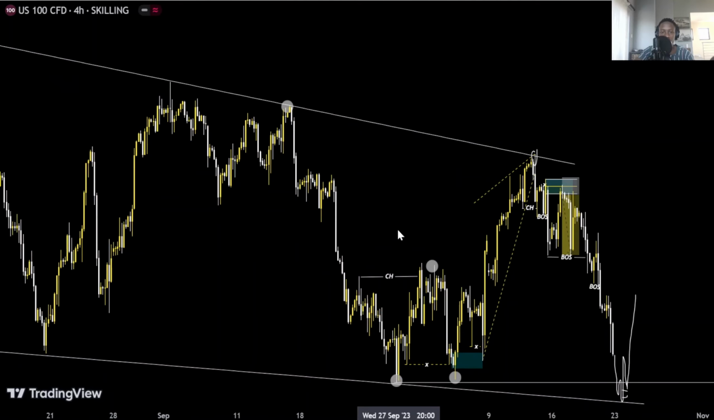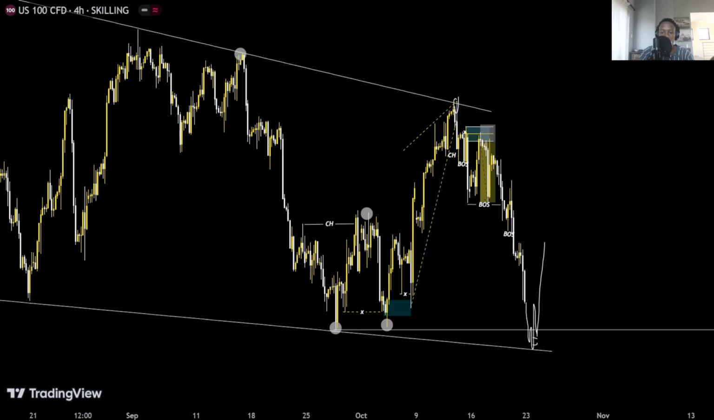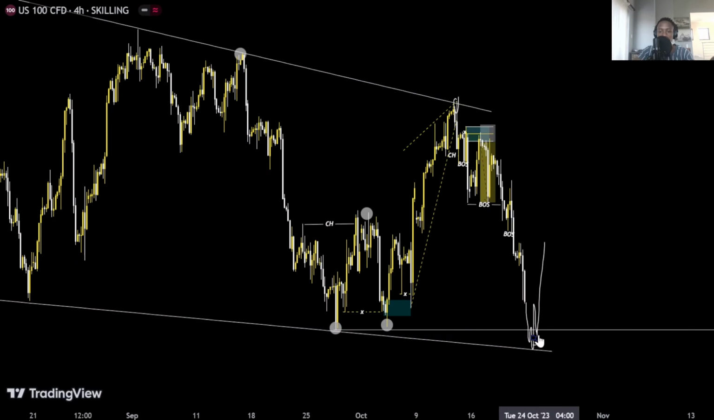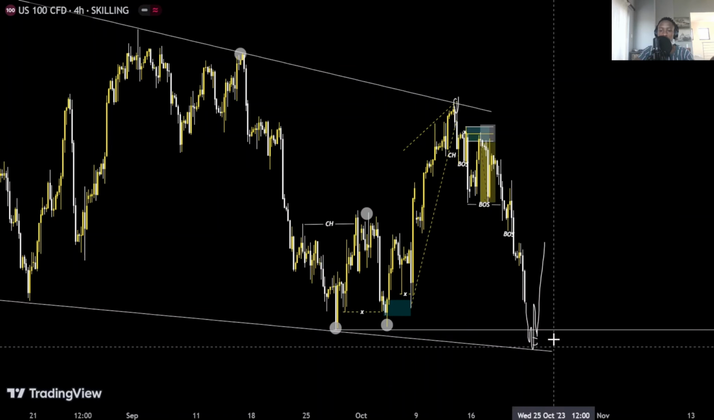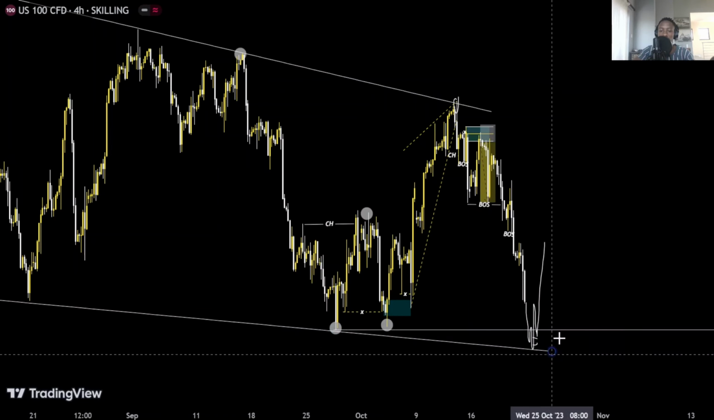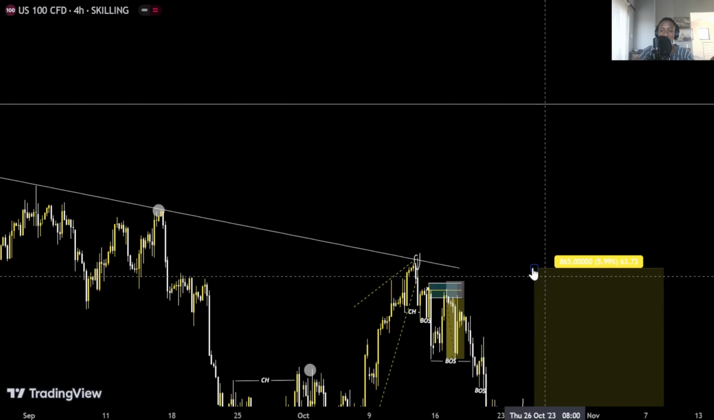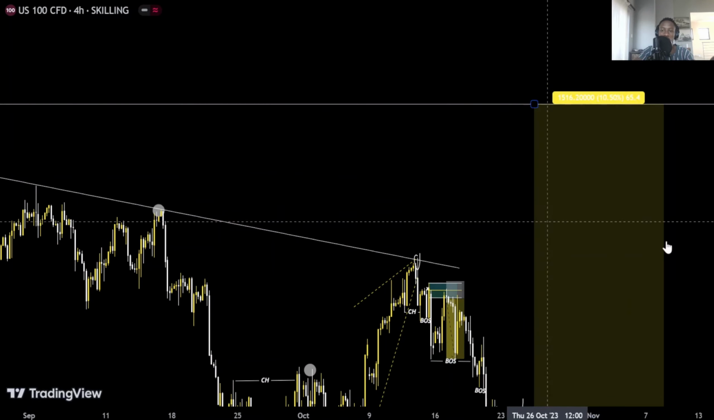So for me personally, let's say we executed based on this line over here. We'll clean it up a bit better. Let's say we execute based on this line here. Take profit for me, I wouldn't mind swinging it all the way to this high.